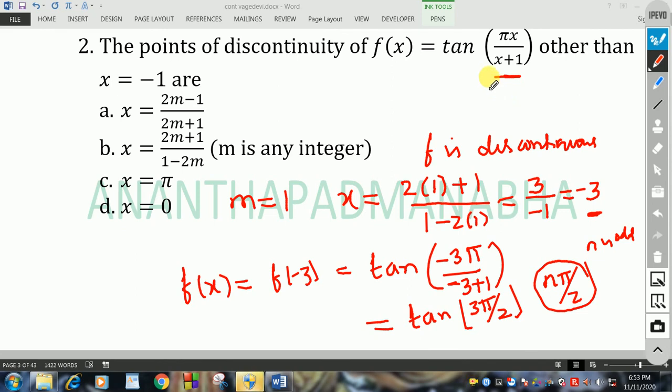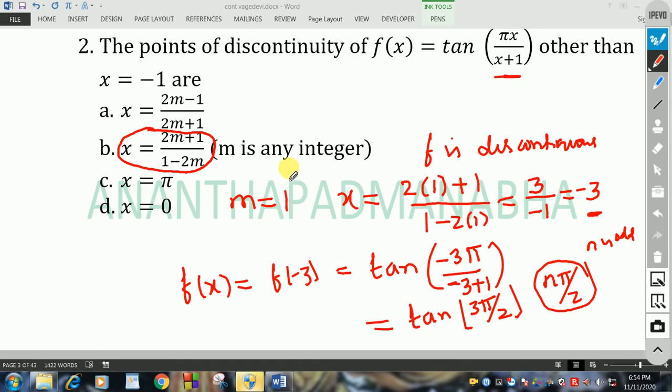Wherever the function is not defined, the function is discontinuous. So therefore for x is equal to 2m plus 1 by 1 minus 2m, where m is any integer, the function is discontinuous. This is the conclusion.